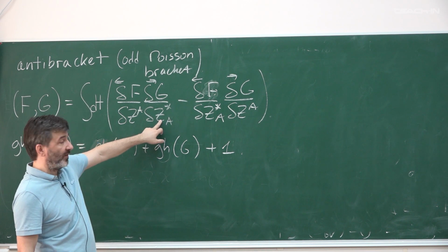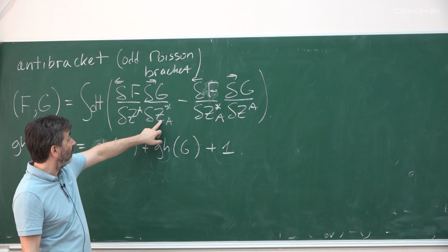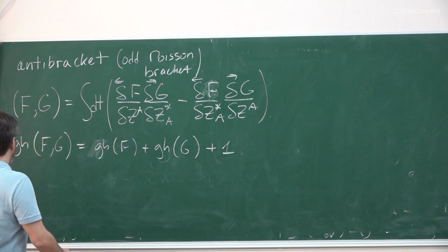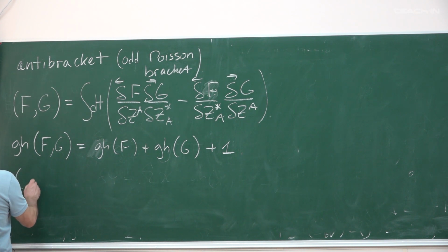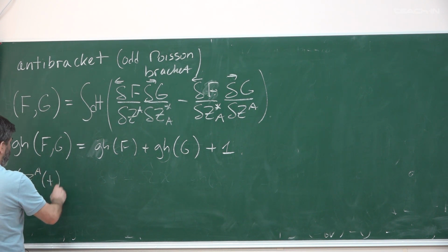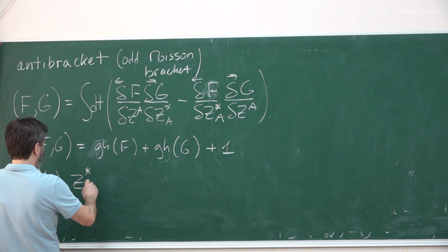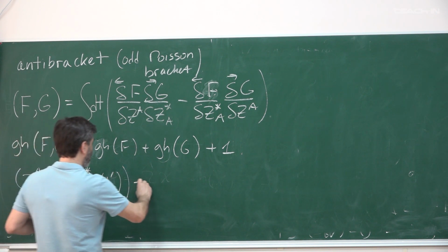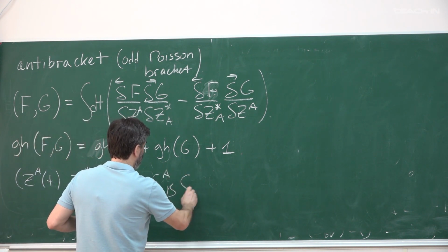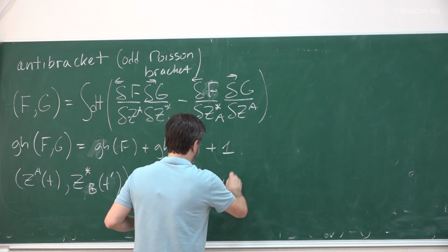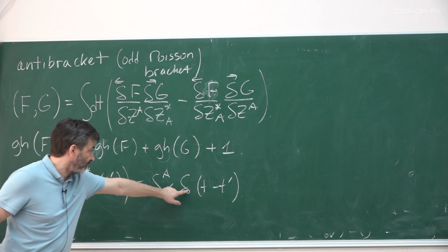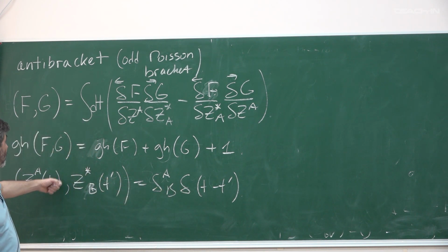This comes from the fact that these odd momenta, or antifields, have a shifted degree with respect to this one. Another way of writing the same is just to say that the bracket of za of t with z star b of t prime is delta ab times the delta function of t minus t prime, right? Just like we do brackets in field theory with a delta function. And now from this, of course, you can get this using the standard formula.